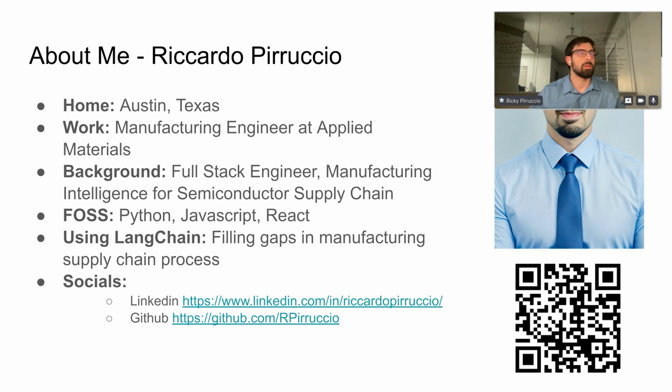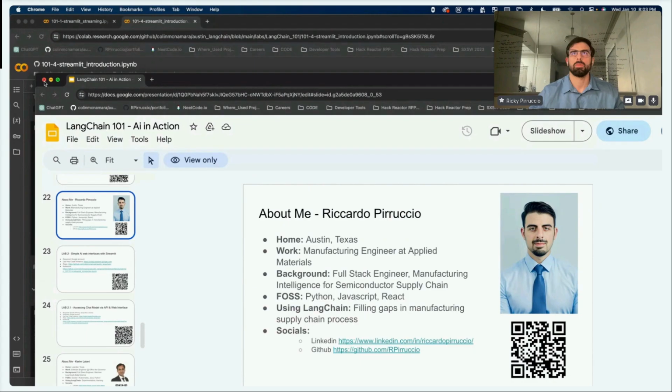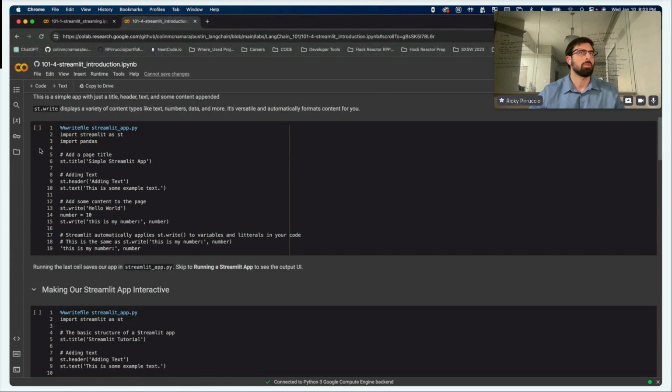On that note, we will transition to our second lab. You should see on the agenda, lab two, creating a simple AI microservice with LangChain and Streamlit. So if you click on that Colab, I guess I shouldn't share my screen. Okay, you should see Colab.